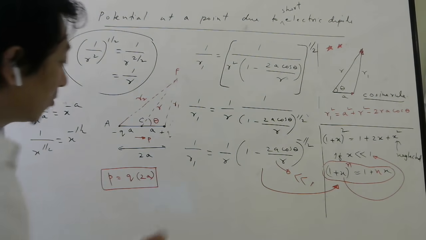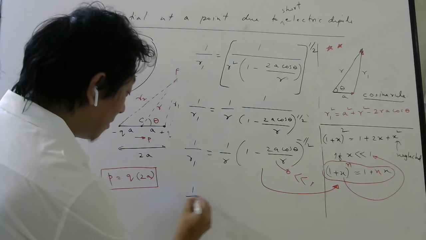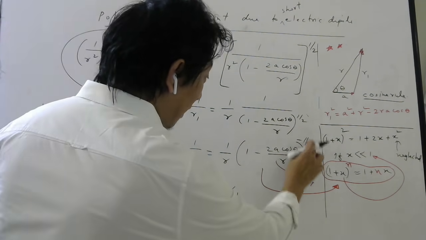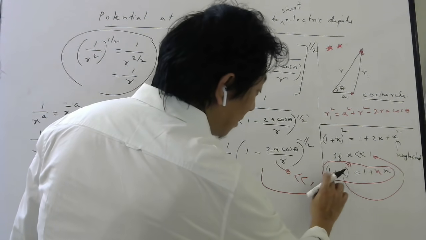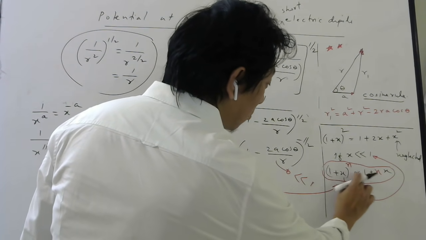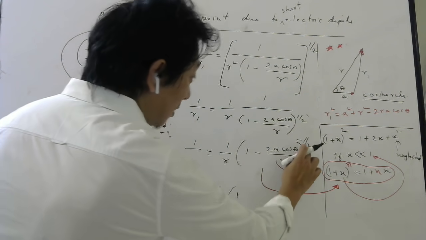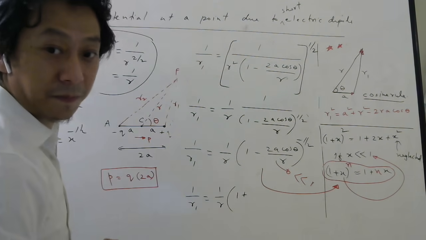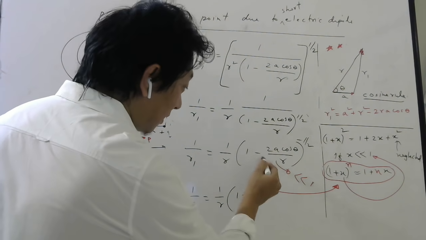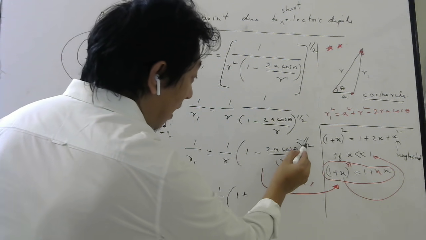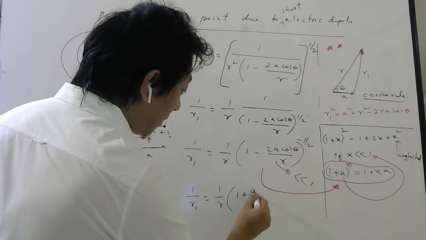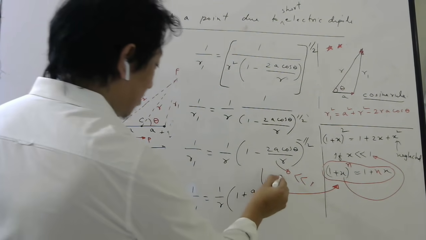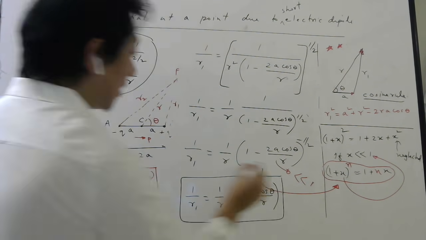Okay, so what will be the result finally? You tell me. 1 by r1 will be what? 1 by r, 1. This n I can multiply here, right? See, 1 plus x power n is 1 plus n into x. So if you multiply this minus half here, minus minus will become plus. Half and this 2 will cancel. So it will be a cos theta divided by r. So this will be your 1 by r1 we got.